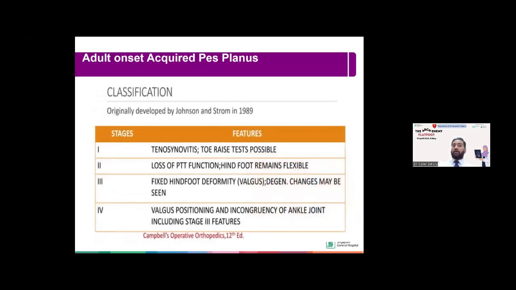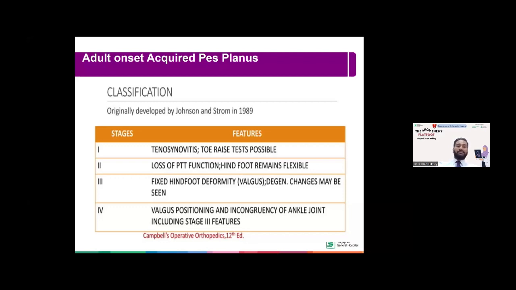So these are broadly classified. This was developed by Johnson and Strom in 1989. And the different stages depends on to what extent the deformity is and what is the cause of it. For example, if you're having inflammation of the tendon, we stage this as stage 1, they're still able to tiptoe and then the arch tends to reform. And then as the stages progress, it becomes more rigid. So from flexible, it becomes more rigid. And your management plan also tends to vary based on what the stages are.